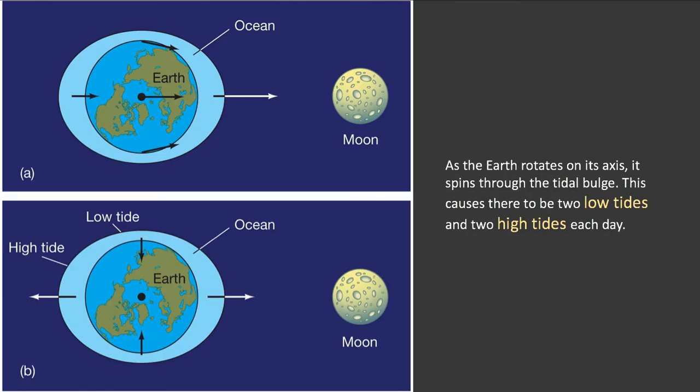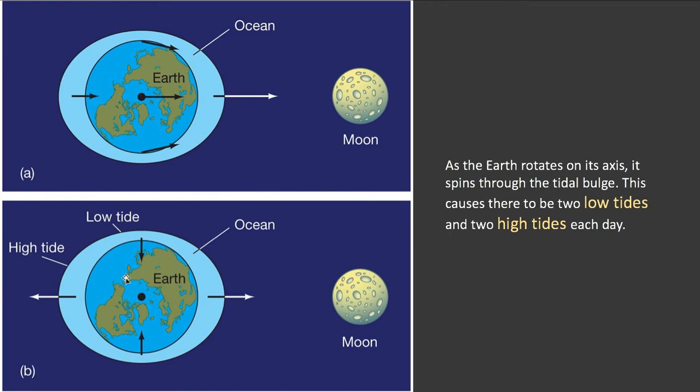Now, as the water is oriented in this tidal bulge, the Earth is spinning around. So what happens is that the Earth rotates through the tidal bulge. The tidal bulge is directed only by where the moon is located, but the Earth is spinning around faster than the moon is moving around the Earth. So the Earth is rotating through the tidal bulge.